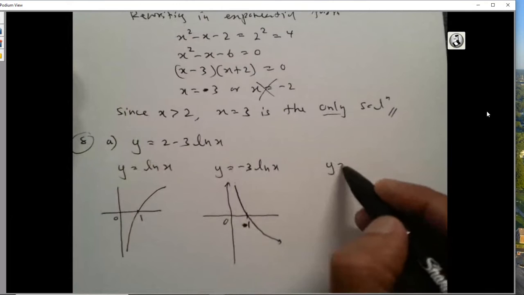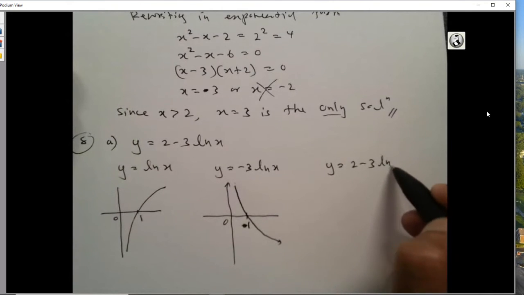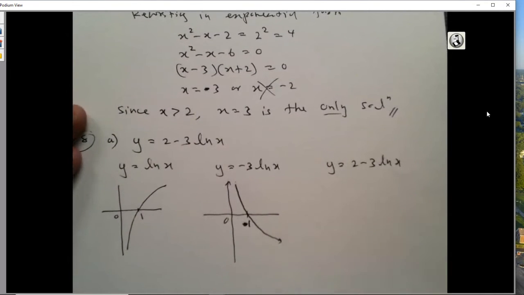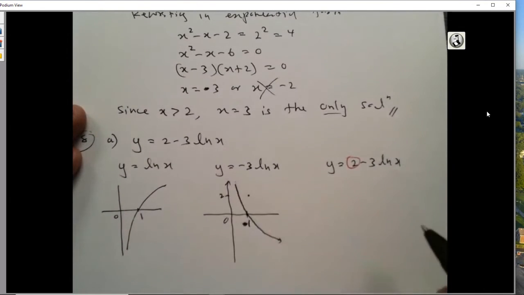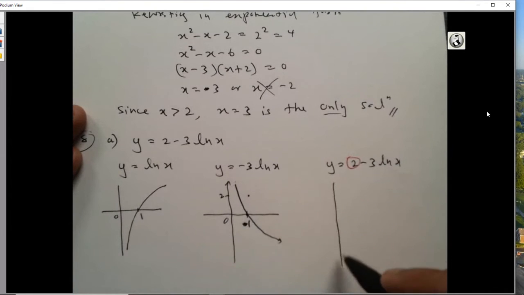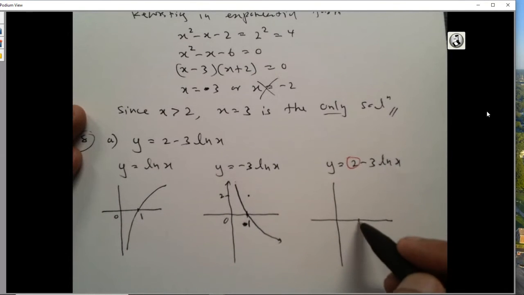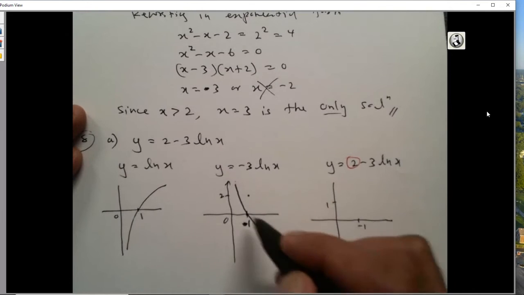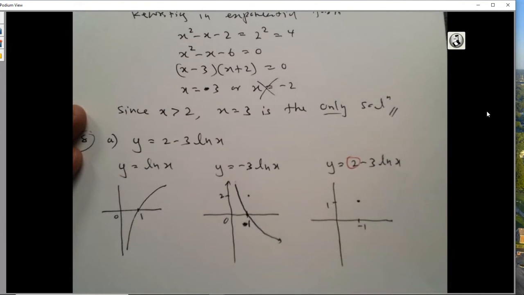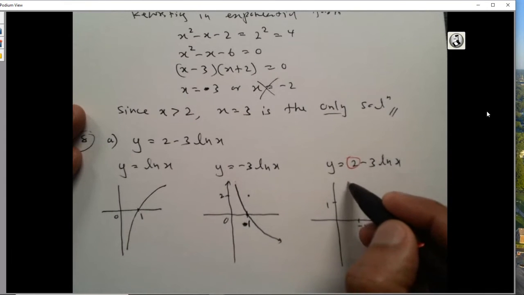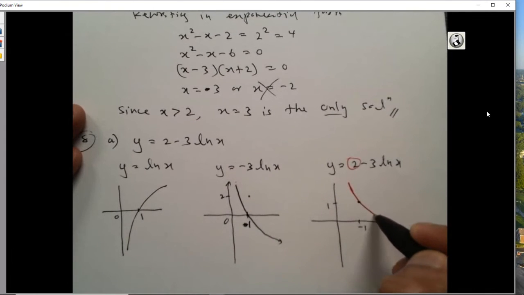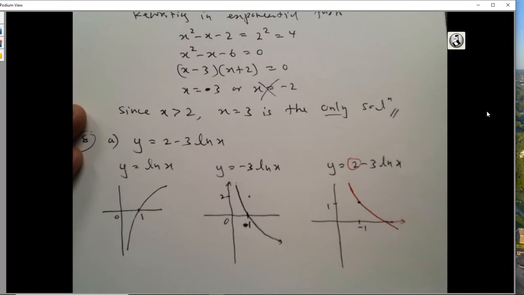And then add 2. So it is 2 minus 3 ln x. What this does is add 2. If you add 2, this point moves up to 2. So the final graph is the same graph, but it's going to go like this. Good, that's the final graph.